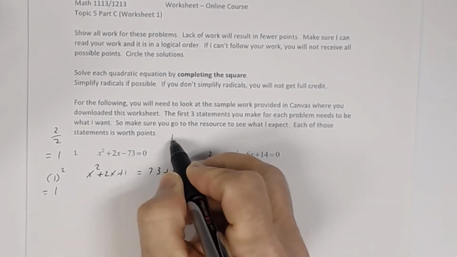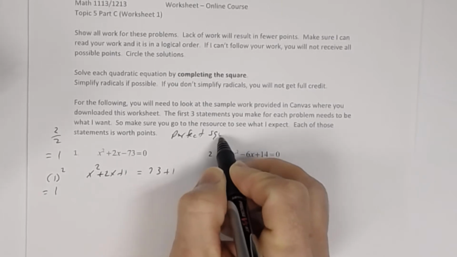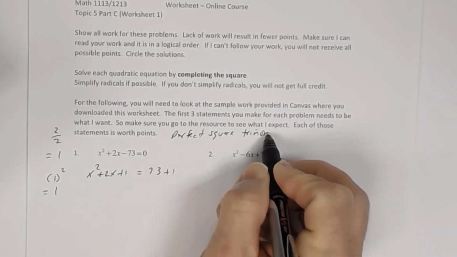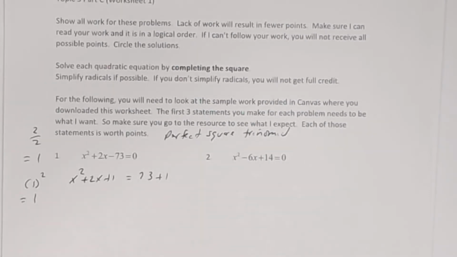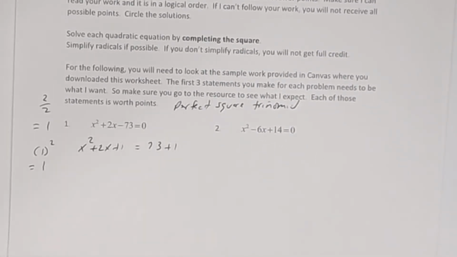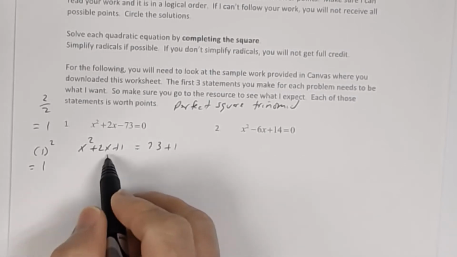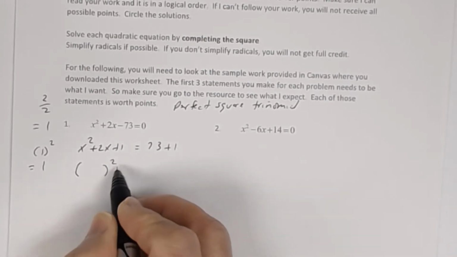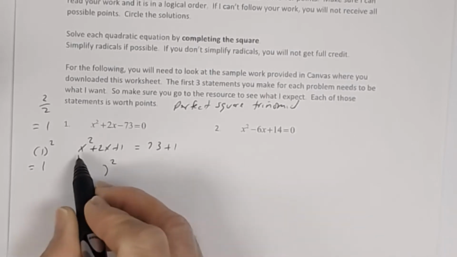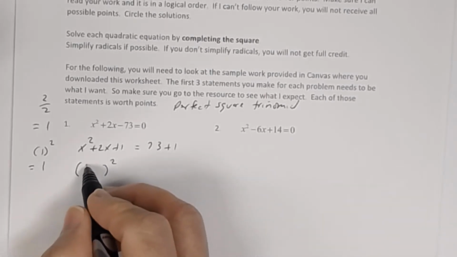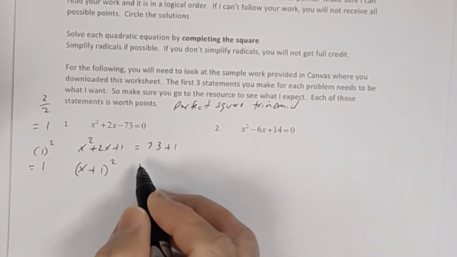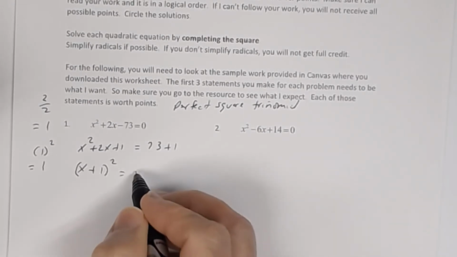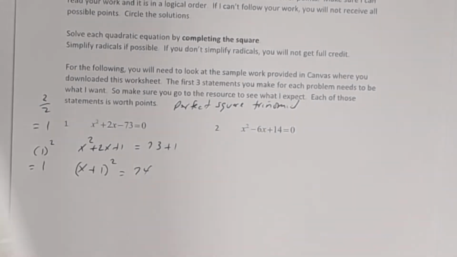You now have something called a perfect square trinomial. And remember, a perfect square trinomial, which is what this is now, is a trinomial in which when you factor it, you get a binomial times itself. So if I factor x squared plus 2x plus 1, I get x plus 1 times itself. If I multiply this out, I'll get this back. Then we're going to simplify the right side: 73 plus 1 is 74. All right, so that was step 2.